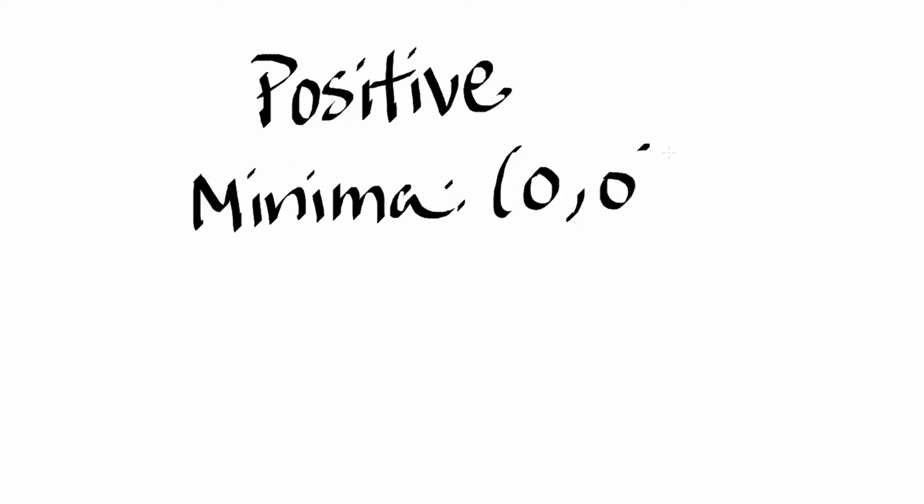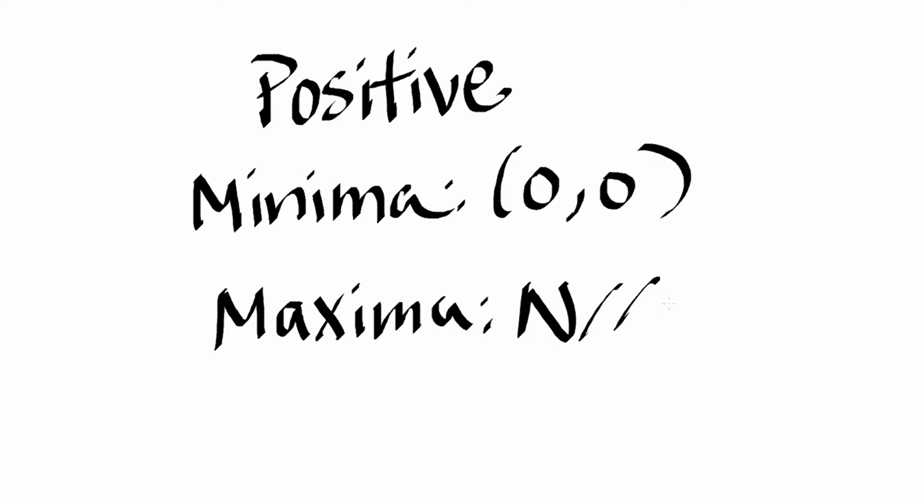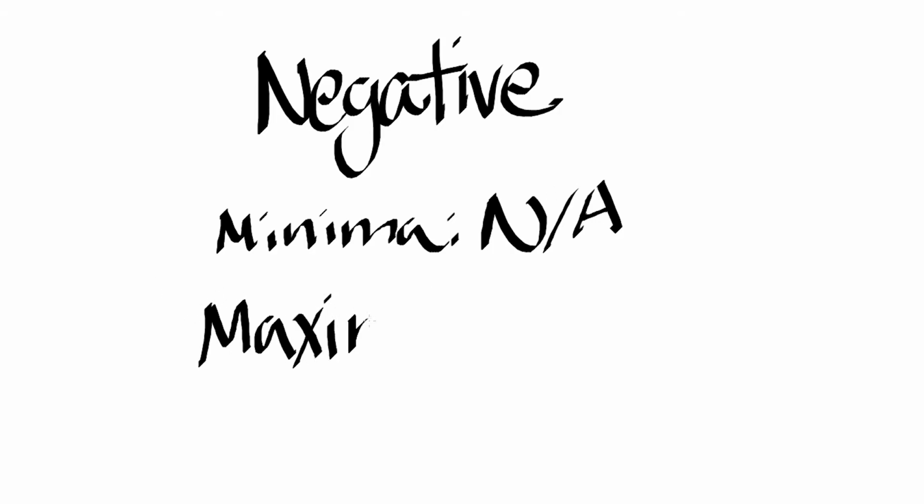For positive parent functions, the minima is at (0, 0), while there is no maxima. In the case of a negative parent function, the minima doesn't exist while the maxima is at (0, 0).